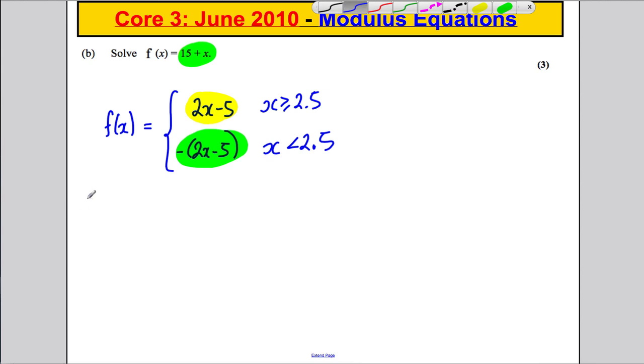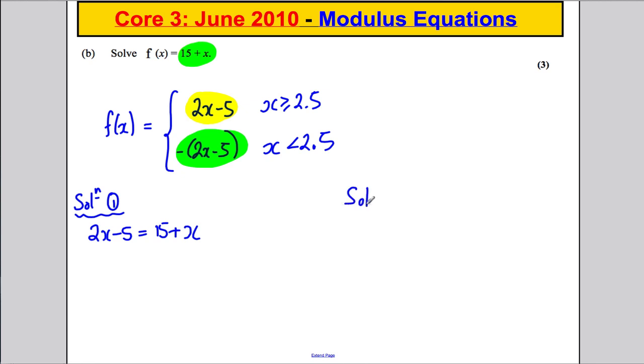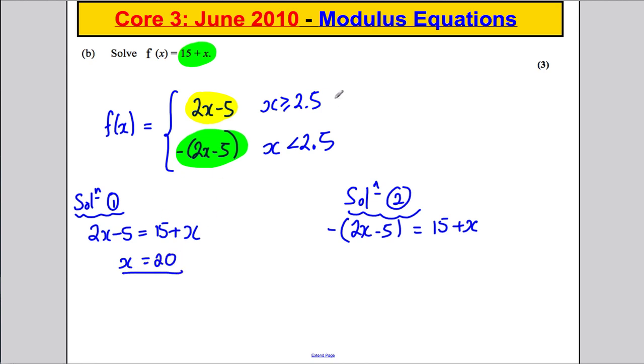So I'm going to do solution 1. I'm solving where 2x subtract 5 is equal to 15 plus x. And for solution 2, I'm going to solve where the negative of 2x subtract 5, in fact, is equal to 15 plus x. Okay then, for the first, what we could do is subtract x from both sides and add 5, and I would get straight away that x is 20, and that fits within my range. x is bigger than 2.5, so that seems right.